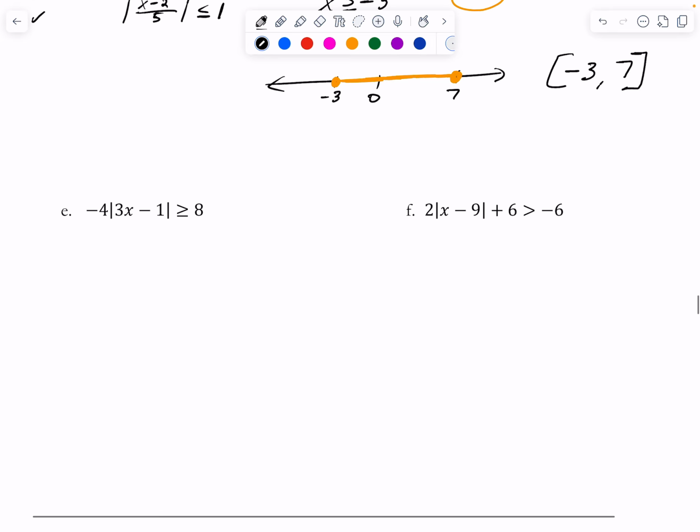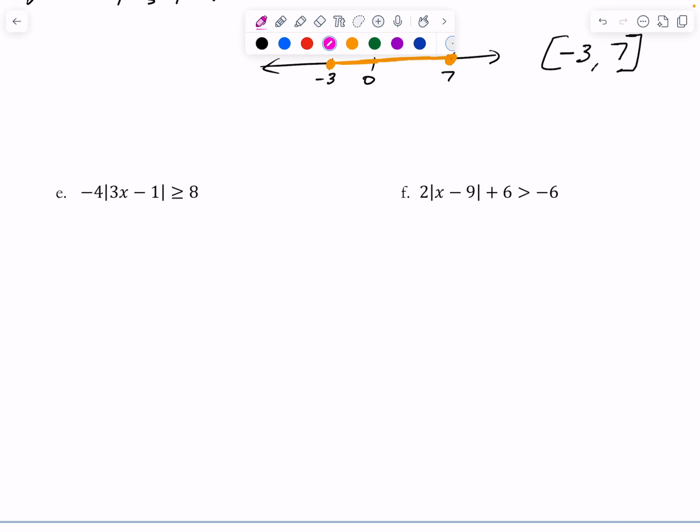Okay, E and F, last two for this one. Let's go ahead and divide both sides by negative 4. Now hopefully you have alarm bells going off because we should change the inequality symbol to the other one if we divide or multiply by a negative. So that's going to be less than or equal to negative 2. And then I actually stop here and get ready to write my answer.